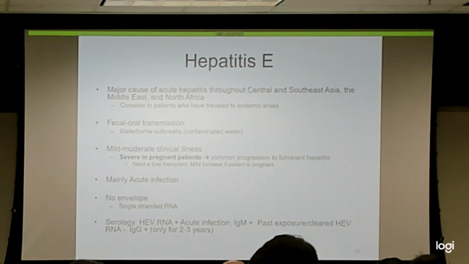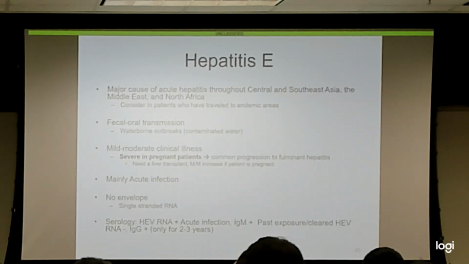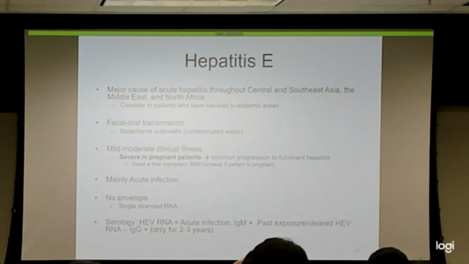Okay, hepatitis E. It's a major cause of acute hepatitis throughout Central and Southeast Asia, the Middle East, and North Africa. So it's not super common in the U.S., but where do we go as military people? Everywhere, right? So consider it in patients with travel to endemic areas. It's fecal-oral transmission, so waterborne outbreaks or contaminated water. Remember when they tell you to only drink from approved sources so you don't get hepatitis E.